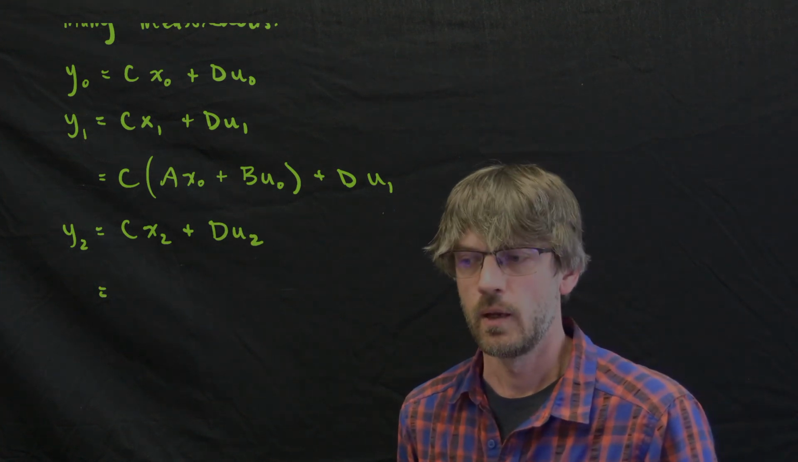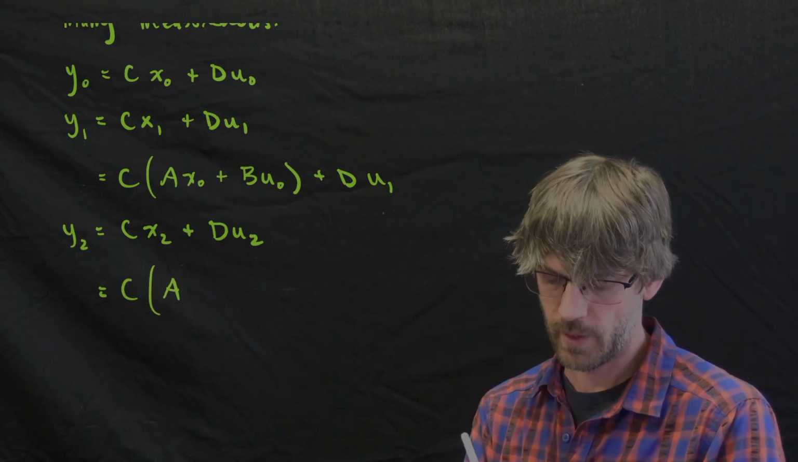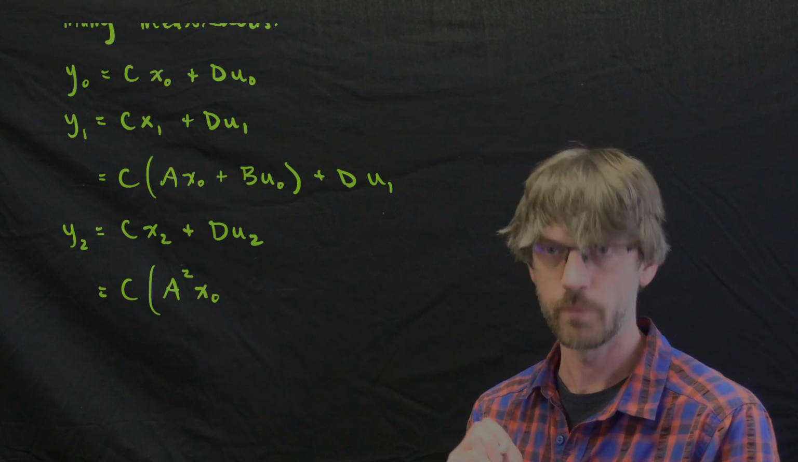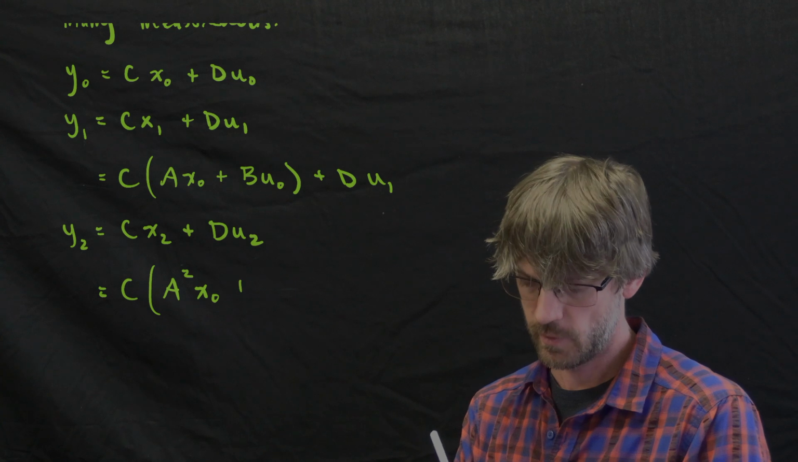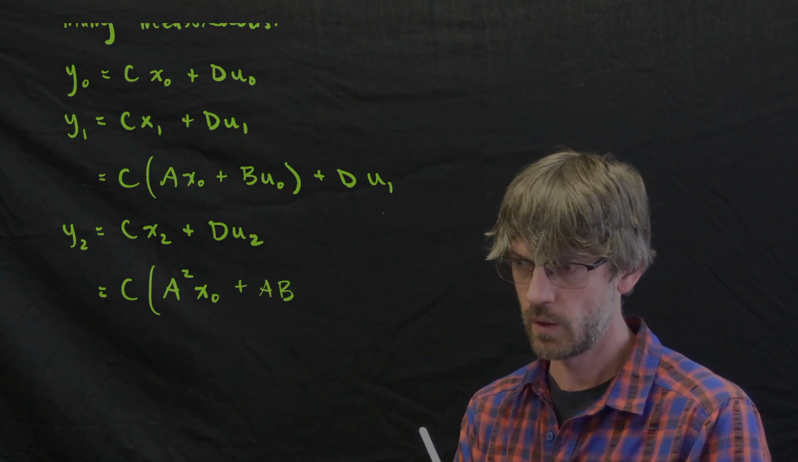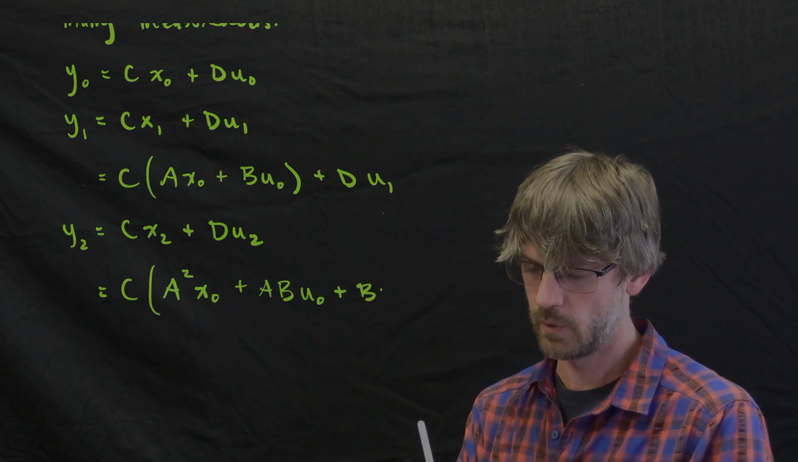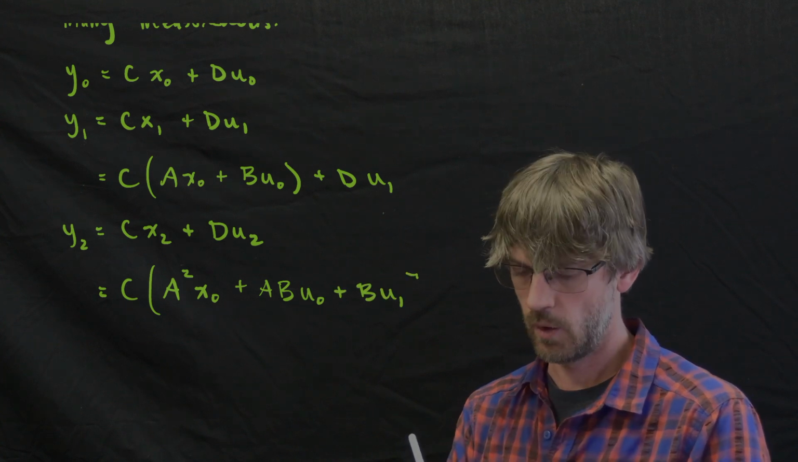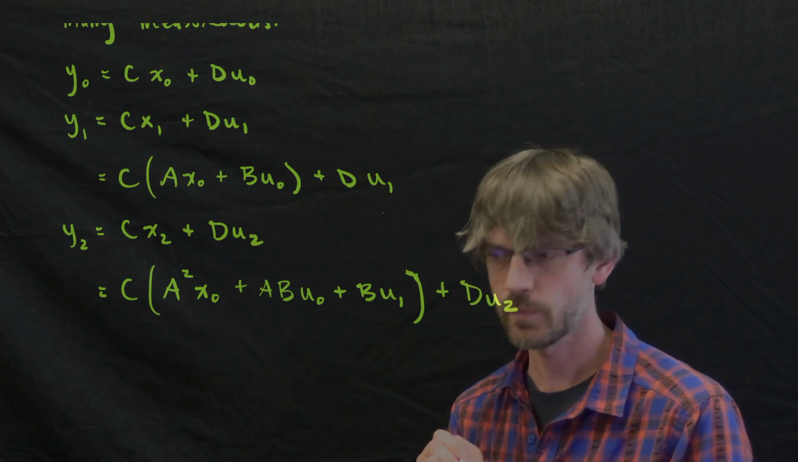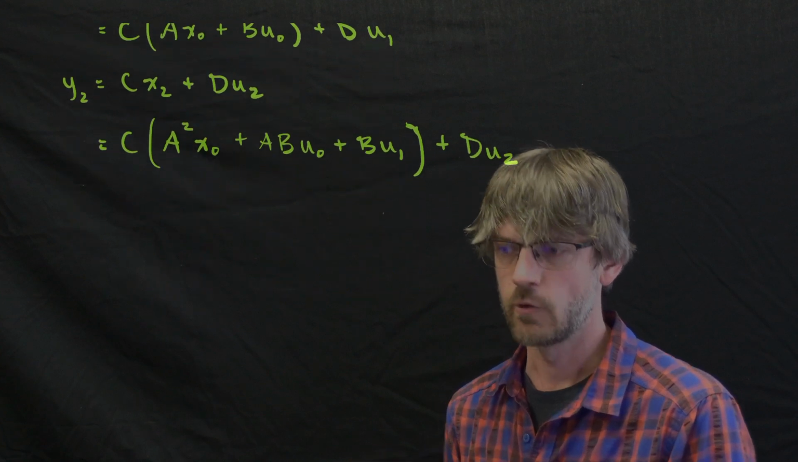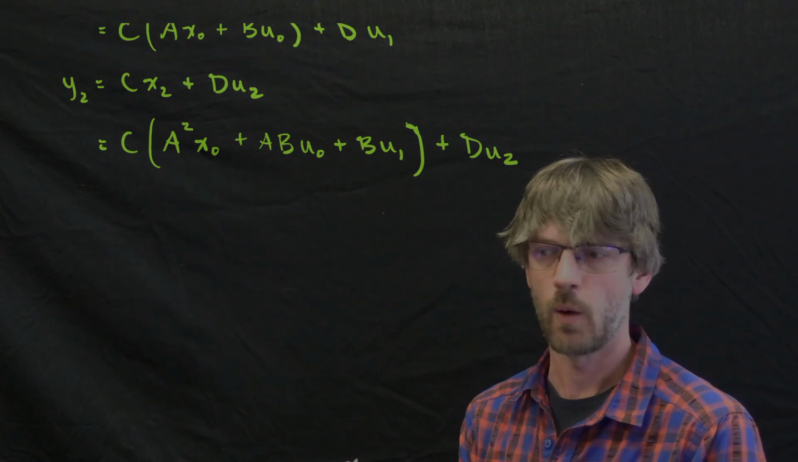So now we need to plug in x2. Following the pattern from before, we'll now have a squared x0, because we're taking 2 steps into the future, plus a b u0 plus b u1. And all that is still plus d, in this case, u2.